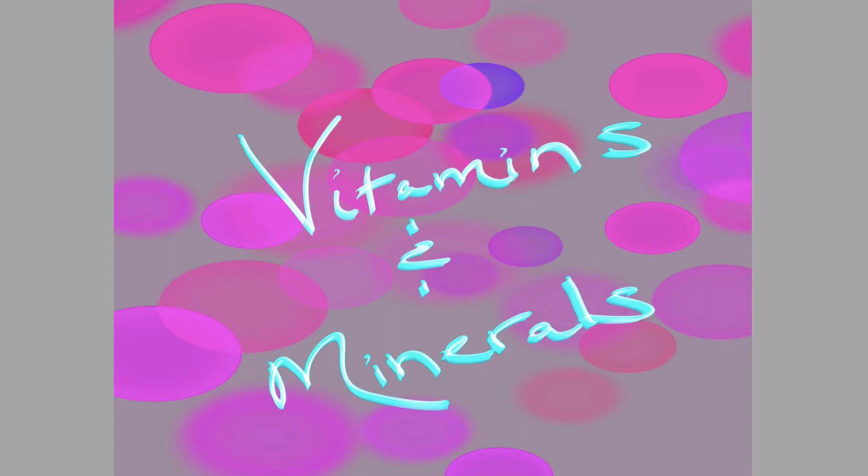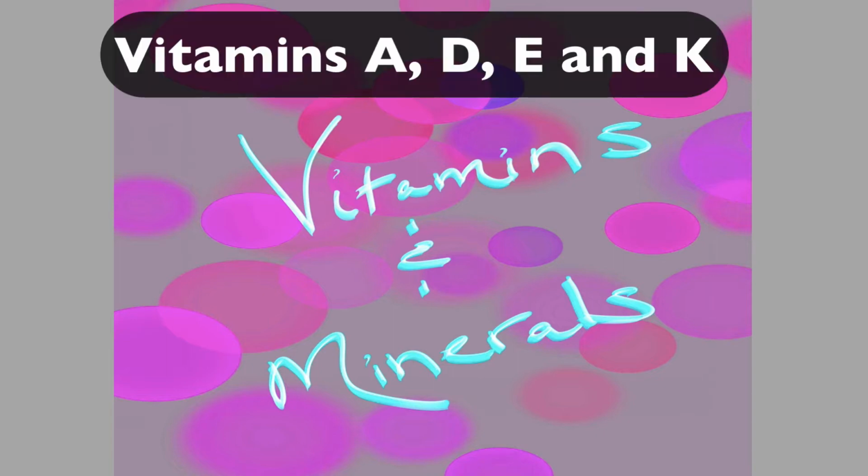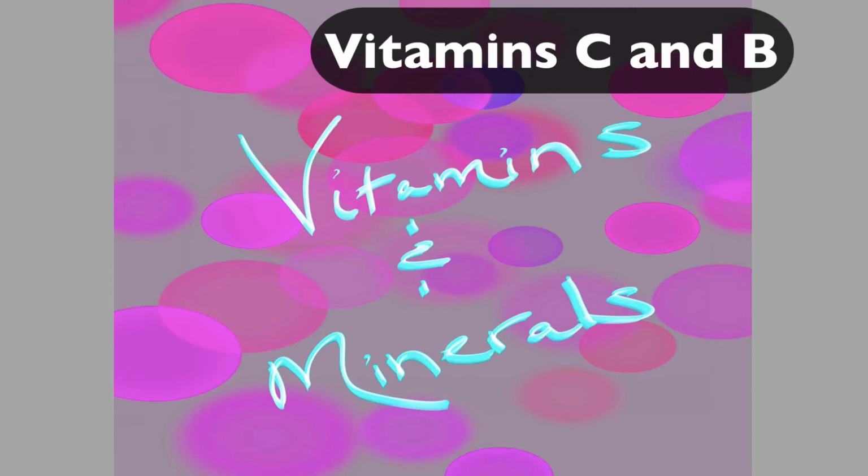Vitamin and mineral absorption. Like most absorption in the GI tract, this occurs in the small intestine. Vitamins D, A, E, and K are fat-soluble vitamins, so they get absorbed along with the lipids that we talked about previously. Vitamins C and most B vitamins are water-soluble, so they get absorbed via facilitated transport.